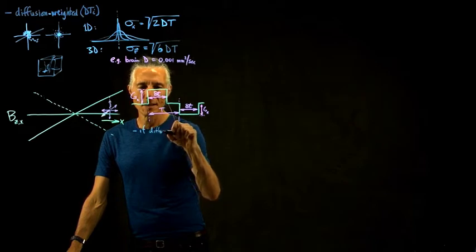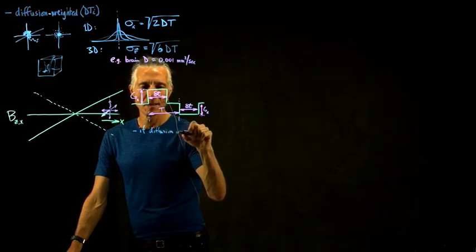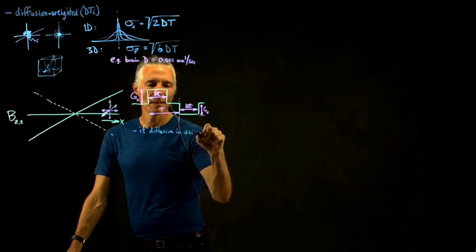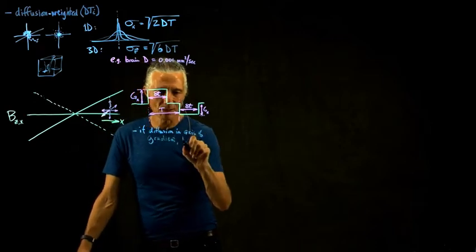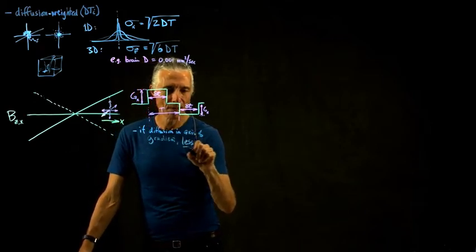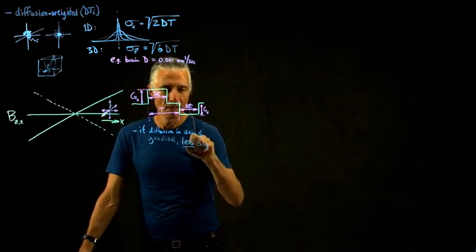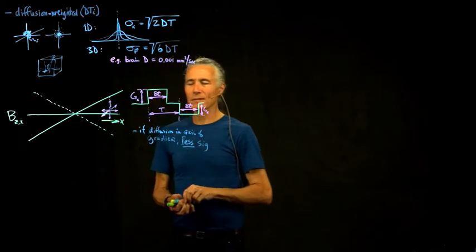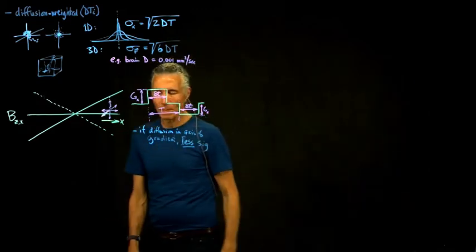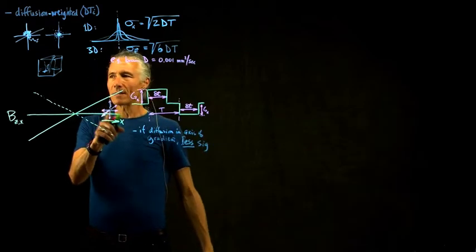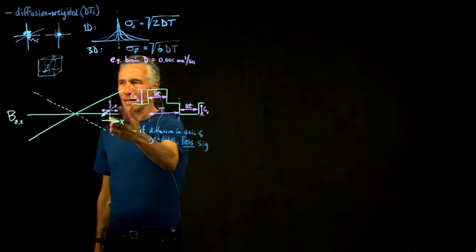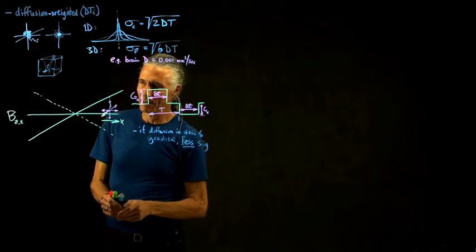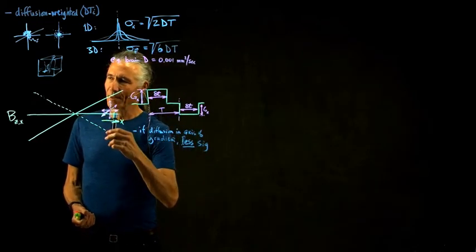The end result is, if there is diffusion in the axis of the gradient, you get less signal. So you get attenuation. We're measuring this not by a positive signal, but by a negative signal. If diffusion occurred in the x direction, then you're going to get less signal. Now, of course, it's not going to go in the x or the y or the z direction. It's going to go in some other arbitrary direction.